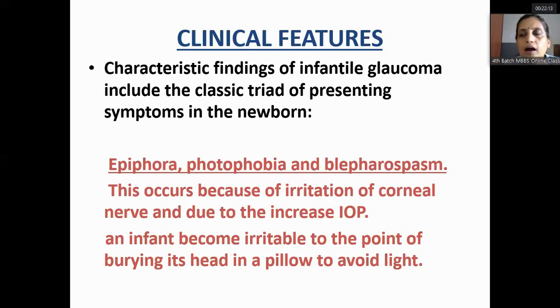So how are these presentations noticed? The presentations are always noticed by the parents or the guardians, because the child cannot say. So what are the clinical features that we have to notice when a child is brought to us? The characteristic finding of infantile glaucoma includes the classic traits of presenting symptoms in the newborn. That can be epiphora, photophobia, and blepharospasm. These are classic traits, and we have to look for them very carefully.